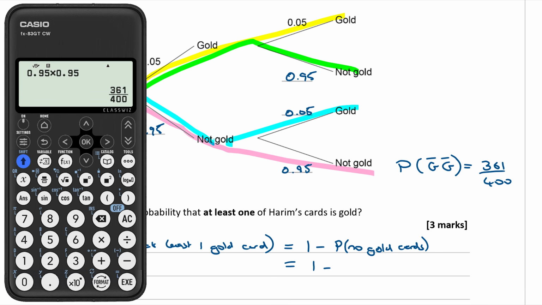Like I say, I could have done it the other way. I could have worked out all 3 and added them up, but that's long, isn't it? So I'm just going to do it the quick way. So 361 over 400, take that away from 1. So I've got 400 400ths, and I take 361 400ths away. That leaves me with 39 400ths, doesn't it? So that's my answer, 39 400ths.